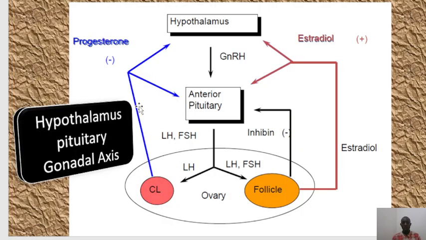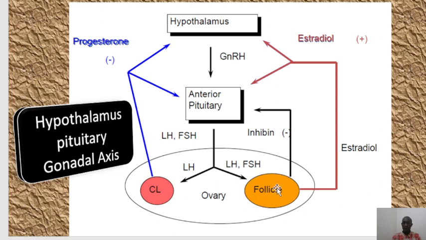This is what we call the hypothalamus pituitary gland axis. Within the hypothalamus, we shall see the main hormone that is produced is the gonadotropin releasing hormone, which is the GnRH. Then we have the anterior pituitary gland, and within it, two hormones are produced: the luteinizing hormone and the follicle-stimulating hormone. The luteinizing hormone helps the development of the corpus luteum and helps in ovulation. The follicle-stimulating hormone stimulates the development of the follicle.